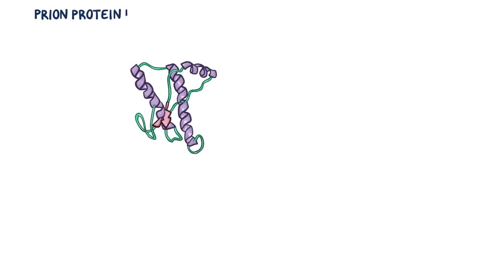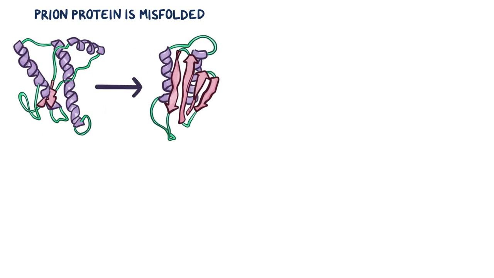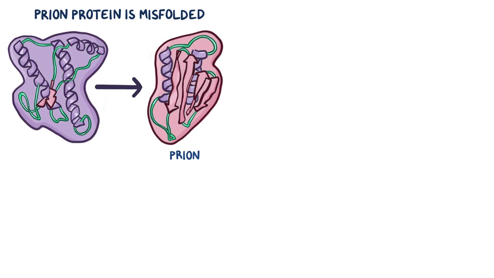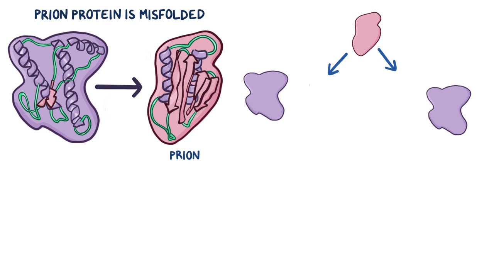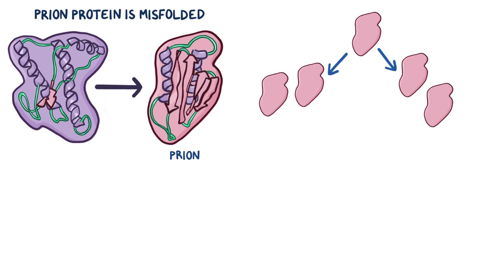When a prion protein is misfolded, it changes from mostly having alpha helices to having a lot of beta-pleated sheets. This new abnormal protein is called a prion. When the misfolded protein enters the cells of the nervous system and interacts with the normal prion protein, it acts as a template and induces misfolding in the normal prion proteins.